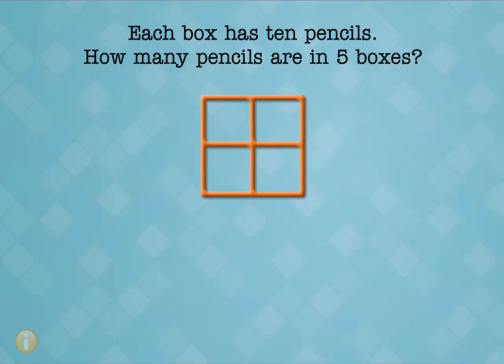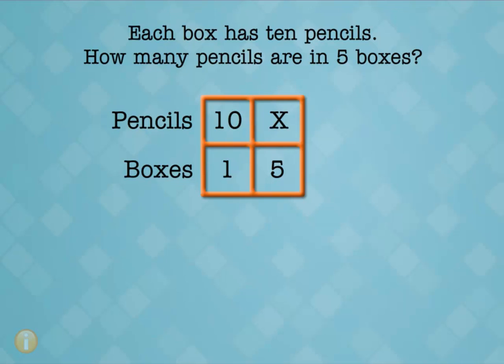Each box has 10 pencils. How many pencils are in 5 boxes? You've worked problems like these using a multiplication number family. Let's work this one. We enter 1 and label it boxes for each box. We labeled the other row pencils, since we're comparing the number of boxes and pencils. We enter 10 here, since each box has 10 pencils. We have 5 boxes, so we enter 5 here. We want to know how many pencils are in 5 boxes, so we enter an X here. We solve the problem with this number sentence, and see that there are 50 pencils in 5 boxes.